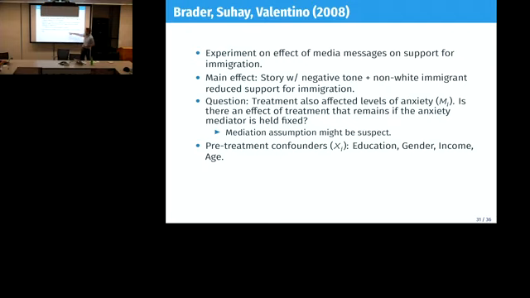So we're going to take pre-treatment confounders here as education, gender, income, and age. And then the post-treatment confounder that we're going to use, and again, you could argue about whether or not this is a post-treatment confounder, is, at least this was measured around the same time, the perceived harm due to immigration. So this is asked after the treatment.